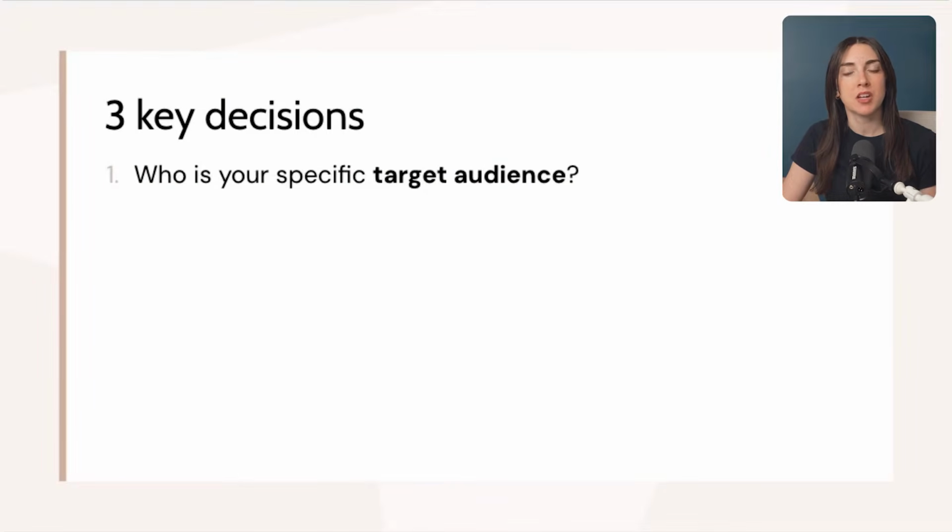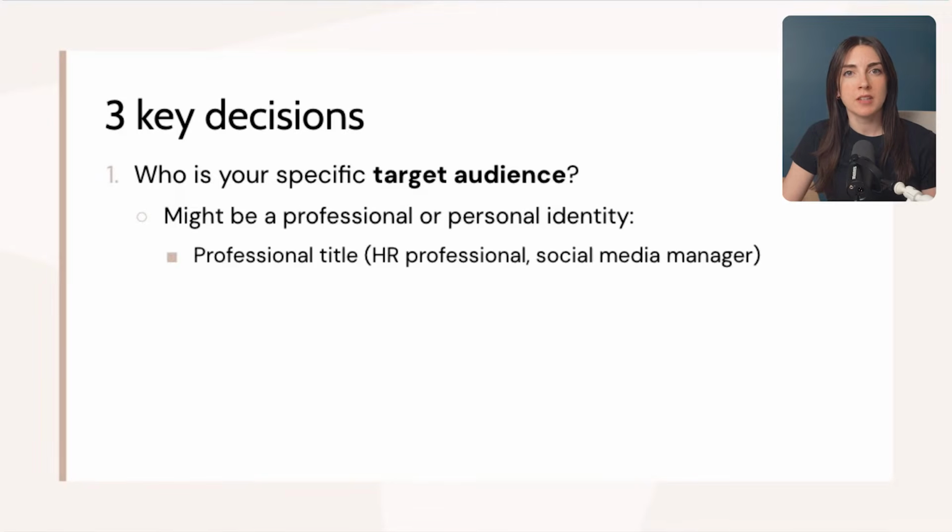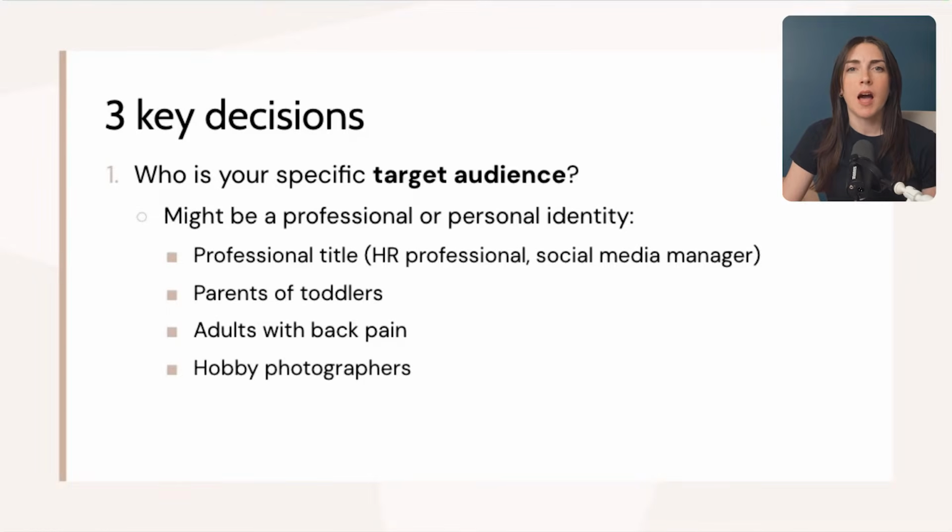There are 3 key decisions that go into a compelling pitch. First is identifying your specific target audience. And this might be a professional title or a personal identity. So a professional title is something found on LinkedIn or a resume, like HR professional or social media manager. On the other hand, a personal identity could include things like being a parent of toddlers, an adult with back pain, hobby photographers. Those are all examples of very straightforward descriptions.